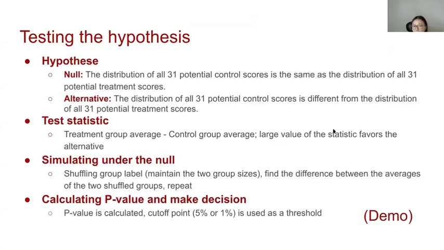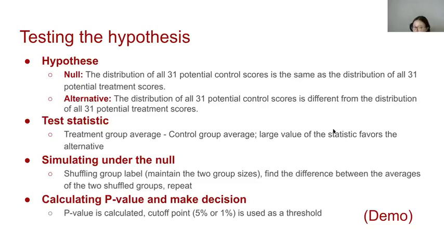The ones that we're setting up over here: the null hypothesis is that the distribution of all 31 potential control scores is the same as the distribution of all 31 potential treatment scores, while the alternative is saying that they're different. Remember in the past, when we're not comparing two groups, say the jury selection example, the null hypothesis is that the jury selection is representative of the population racial breakdown and stuff like that. So you always have something about the population that you're able to compare to. So in those cases, the null is different.